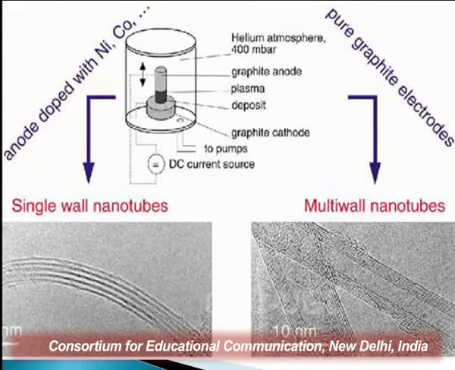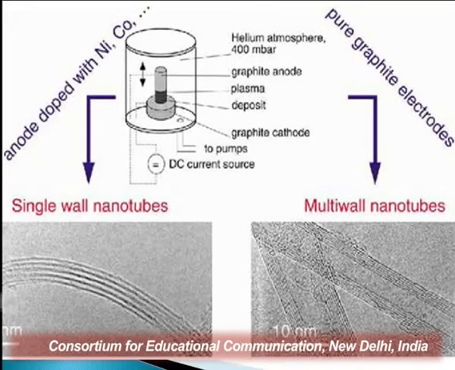In the diagram we are seeing here the DC current source passing in the chamber which contains a very high vacuum, and the gas is passed in this chamber. And here we see on the top one graphite, and on the bottom we have the other graphite.